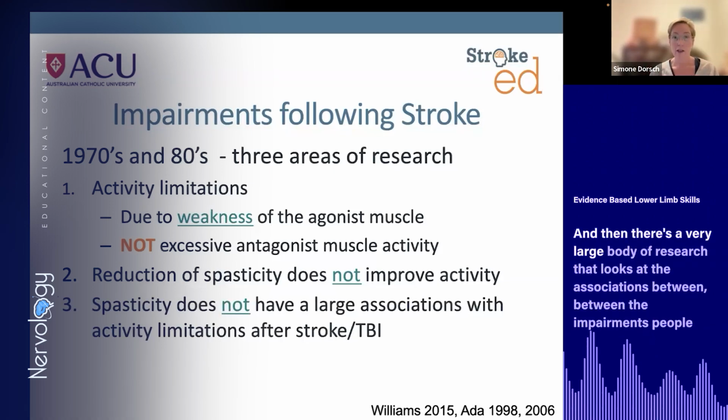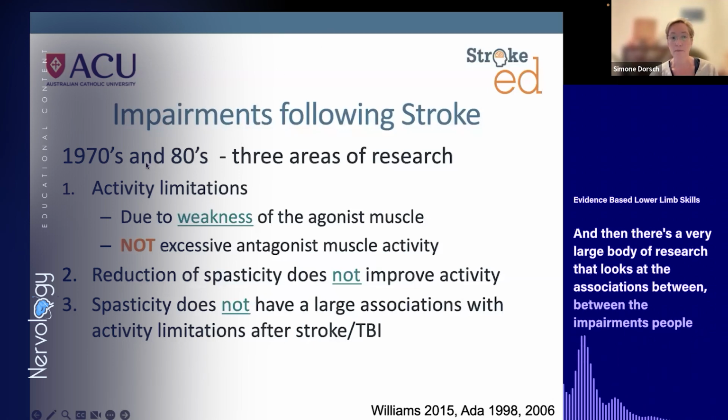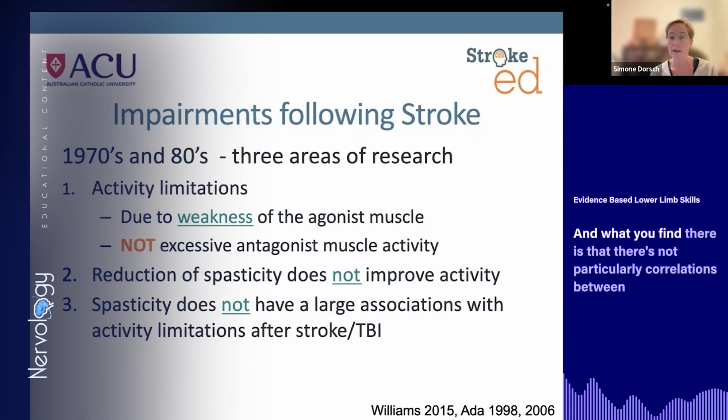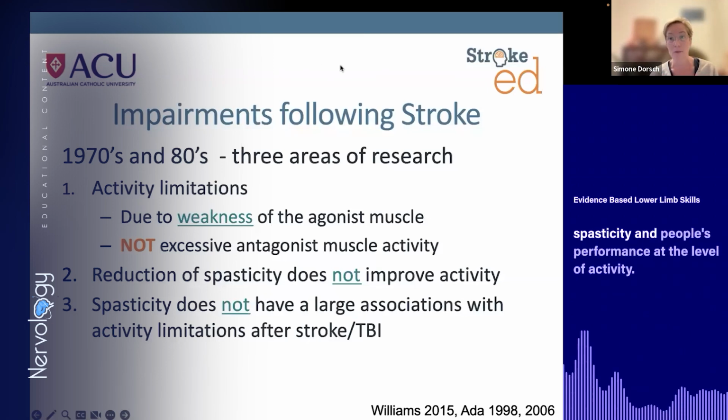And then there's a very large body of research that looks at the associations between the impairments people have and their performance at the level of activity. What you find there is that there are not particularly strong correlations between spasticity and people's performance at the level of activity.